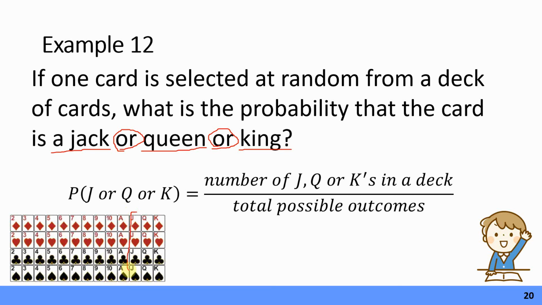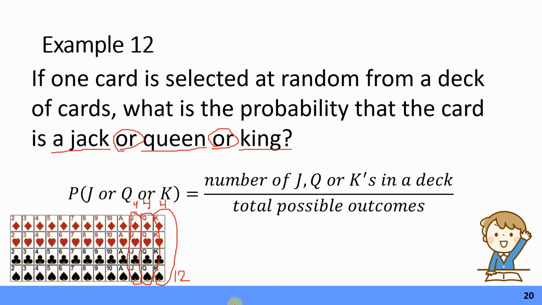There's a total of 4 jacks. There's a total of 4 queens. And there's a total of 4 kings. So we have a total of, hopefully you know how to add those, 12 cards that fit this requirement.